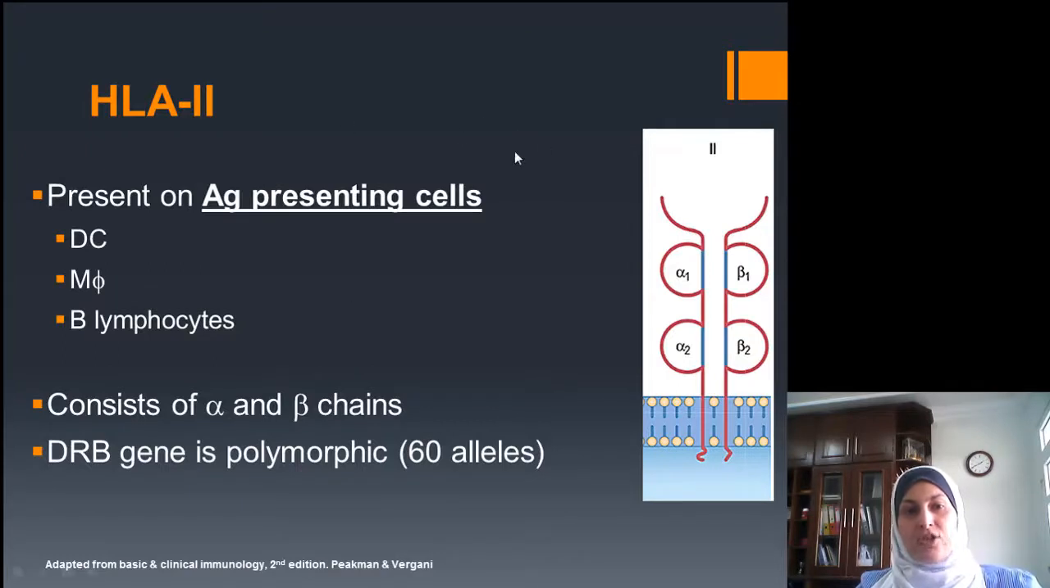HLA class 2 is just presented on the antigen-presenting cells: dendritic cells, macrophages, and B lymphocytes. Because they act as antigen-presenting cells, they also have HLA class 2 or MHC class 2. HLA class 2 has two chains, alpha and beta, with similar structures, domain with transmembrane area. It is not as polymorphic as HLA class 1, but the DRB gene is usually polymorphic. There are about 60 alleles in the DRB gene.